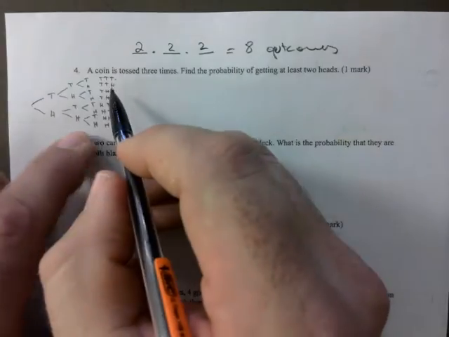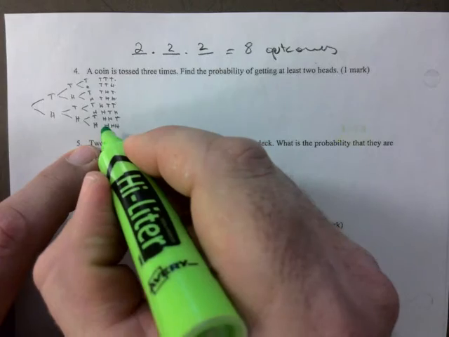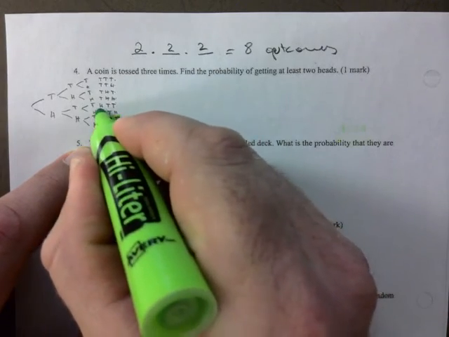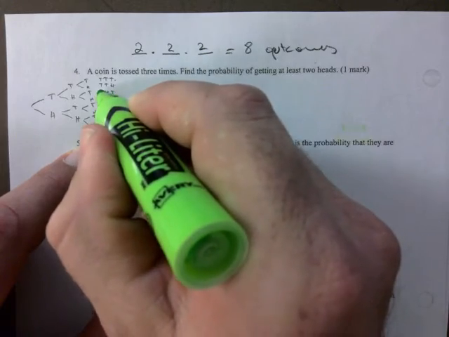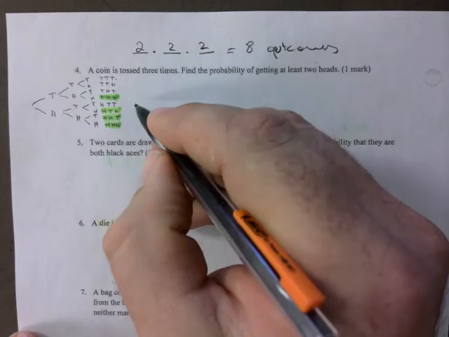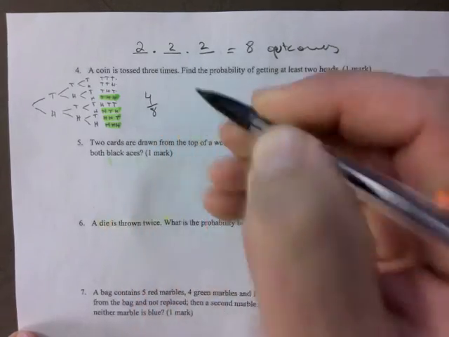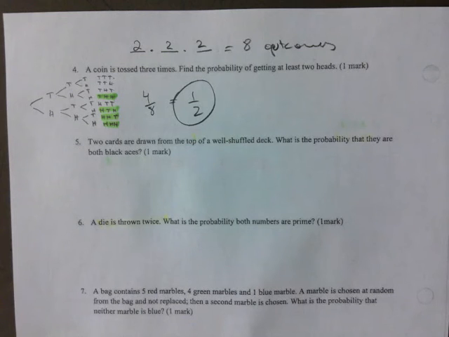So you want at least 2, so you just highlight or circle 2 heads, right? So at least 2. So there, no, there. So there's four instances, 4 out of 8, which is 1/2. All that work just for that, right?